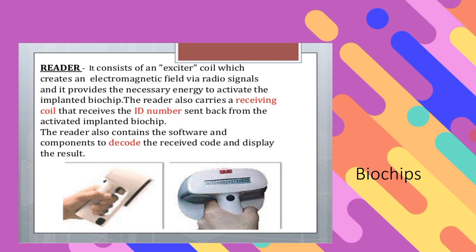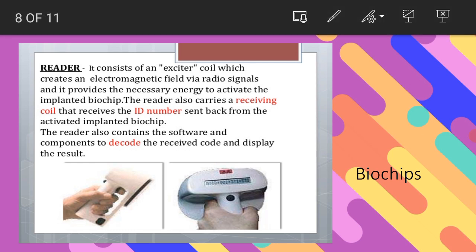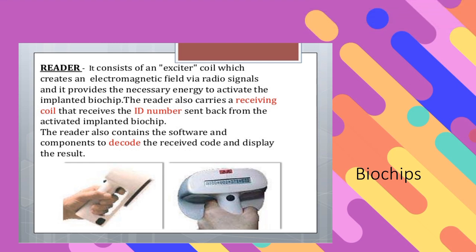Now the third is the software. The reader will also contain the software and components that will carry out the processing, the decoding of the received code, the received identification number, and display the signal on the digital screen. You can see in this picture there is the digital screen. So the reader will have the software and components that will decode that code, the identification number, and display the result.